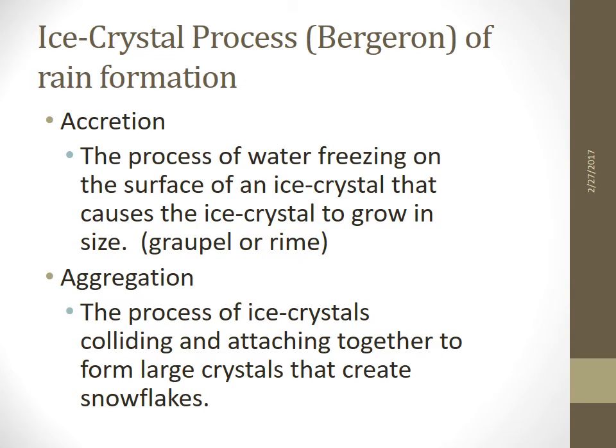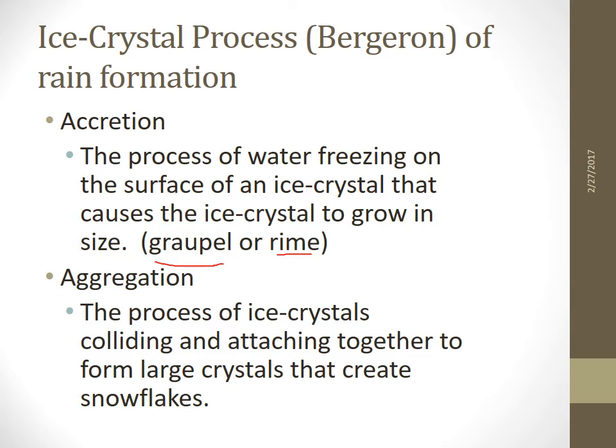All right, so other formation processes, one is called accretion, okay? And this is the process of water freezing on the surface of an ice crystal. This causes the ice crystal to grow in size, and this produces a type of precipitation called graupel or rime, usually small balls of ice that form.